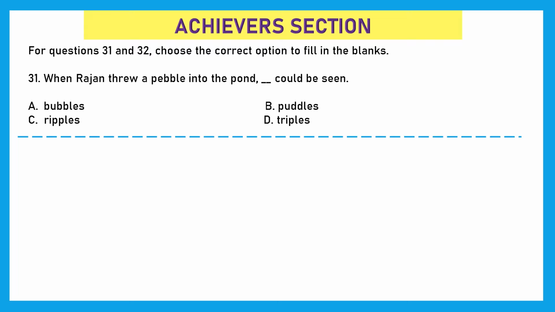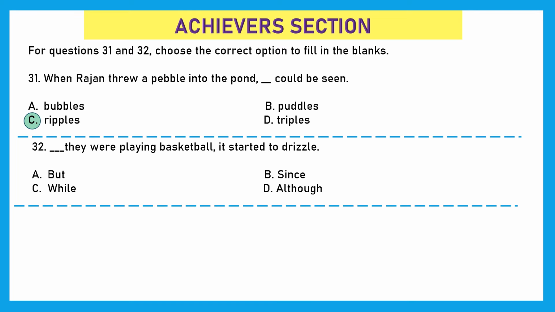So whenever you put any pebble in the pond, generally we should not, but in case you put any pebble in the water body, what happens? It creates ripples, right? So option C should be the right answer. When Rajan threw a pebble into the pond, ripples could be seen. Question 32. Dash, they were playing basketball. It started to drizzle.